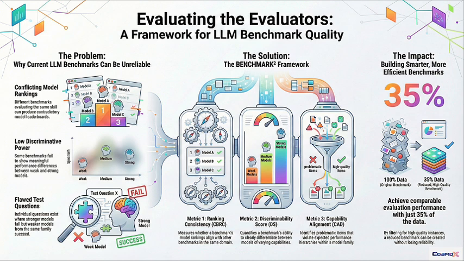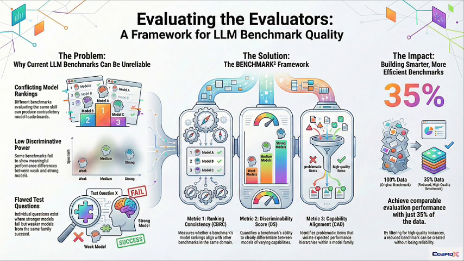And that's exactly what the BenchMark2 framework is all about. It's forcing us to check the quality of the yardstick, not just the thing being measured. Yeah, because the sources point out three huge problems lurking just under the surface of these rankings. The first one is pretty obvious. Ranking inconsistency. Exactly. You have Model X beating Model Y on benchmark A, but then on B and C, it's the total opposite. You get three different stories from three different tests.